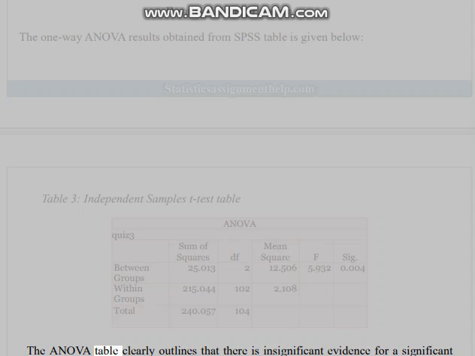The ANOVA table clearly outlines that there is significant evidence for a difference between the Quiz 3 scores of different sections, F equals 5.932, p equals 0.004. Hence, the null hypothesis of no difference was rejected. It was concluded that the mean scores of the 3 sections were not the same. Since the null hypothesis was rejected, a post hoc comparison was run to check which pairs of differences were significant.